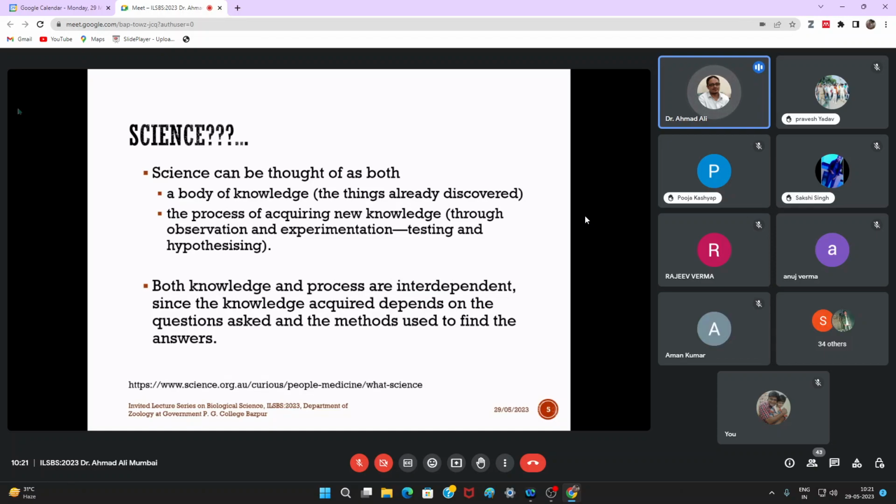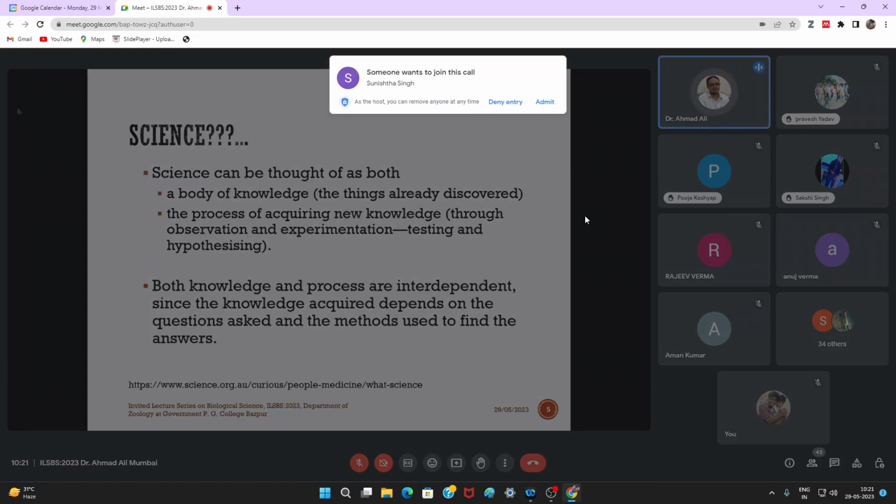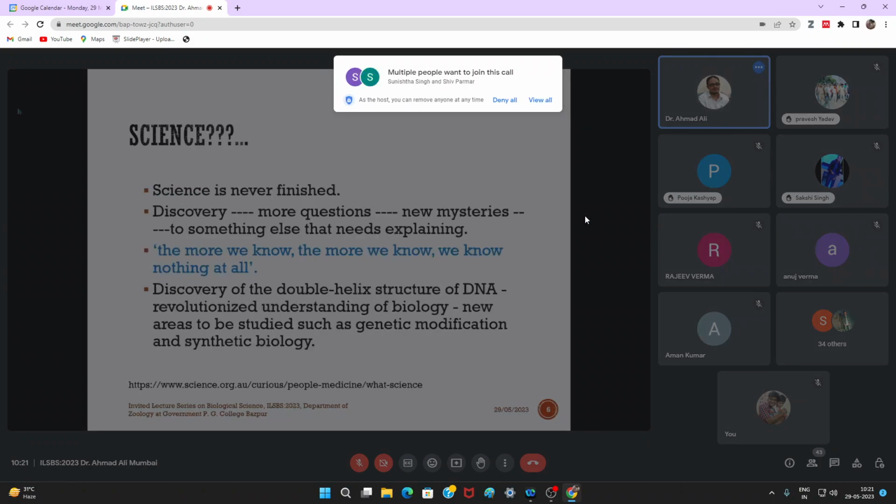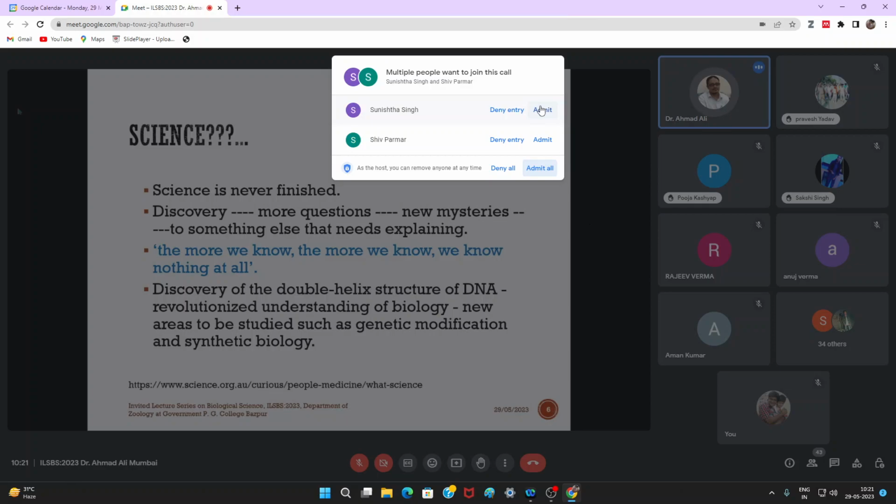So both knowledge and process are interdependent because the knowledge which we acquire depends on the questions asked and the method used to find the answers. So whatever information we acquire through the process of scientific methods becomes knowledge for the next generation. Okay, science is never finished.